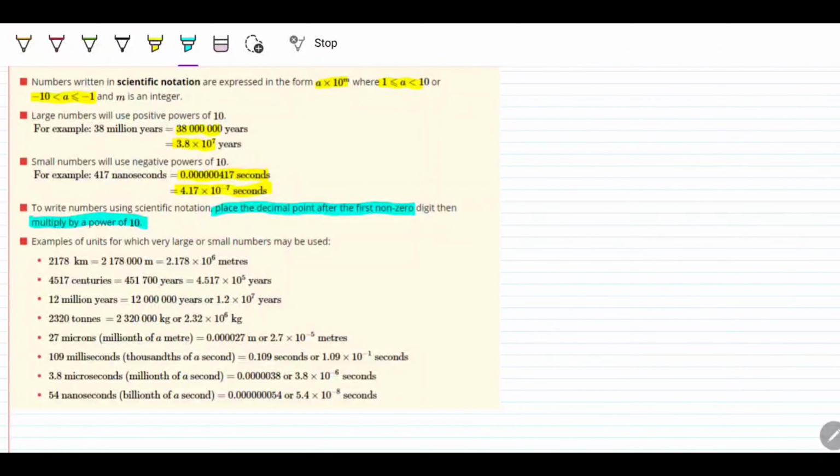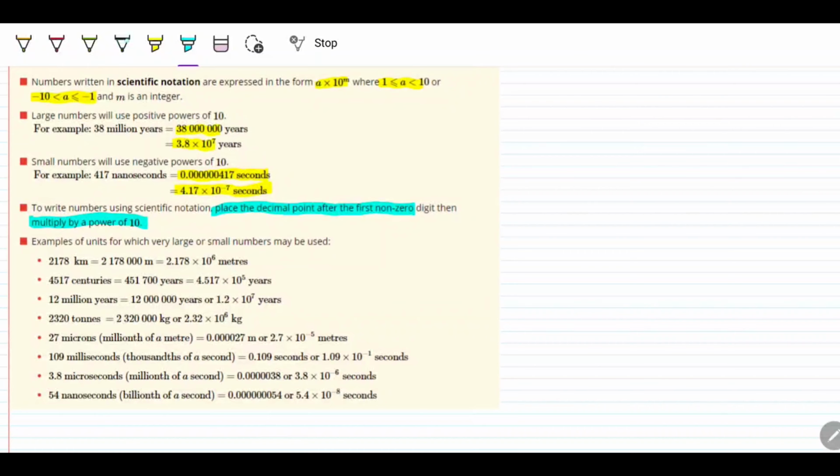4,517 centuries would be the equivalent of 451,700 years, or 4.517 times 10 to the 5 years. 12 million years is the same as 12,000,000 years, or 1.2 times 10 to the 7 years.